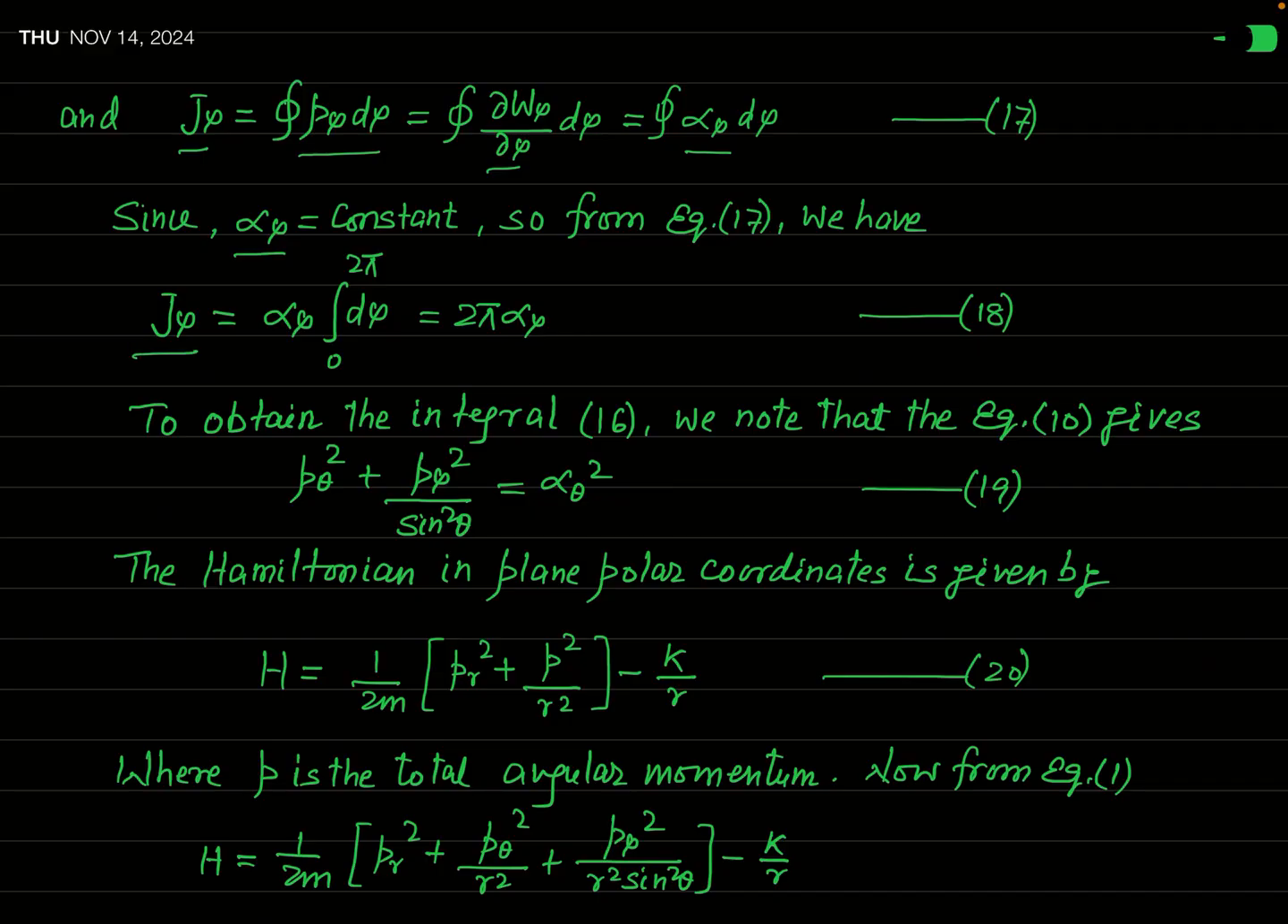So J phi is equal to del alpha phi integral of d phi from 0 to 2 pi, and that will be simply 2 pi times alpha phi. So one of the action variables, J phi, has been already evaluated. Now we will try to obtain the other two action variables, that is J r and J theta.